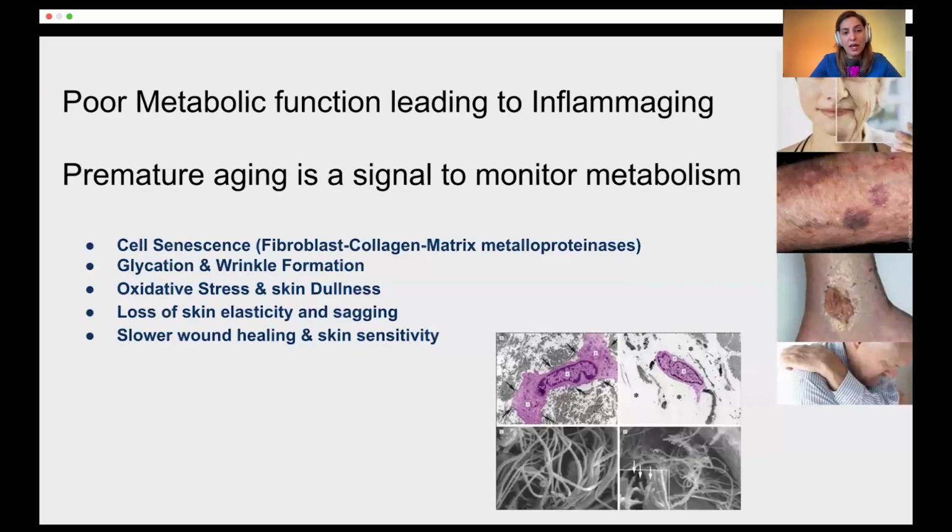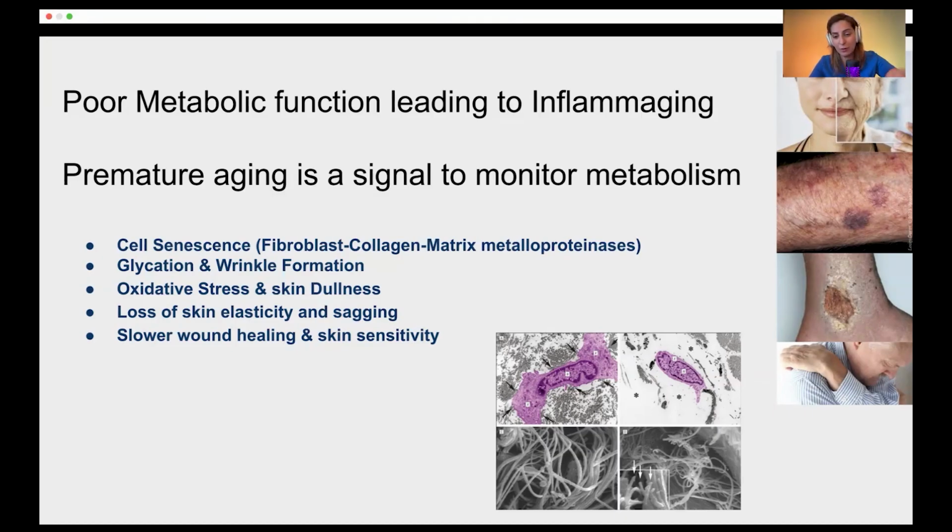And then we know poor metabolic function leads to inflammaging. Premature aging is a signal to monitor metabolism, right? So we know this is how you age. You get cell senescence, and your fibroblast, collagen, and matrix metalloproteinases say this is how it works. If you're looking at the photo, I have a picture of a really happy fibroblast fully stretched with collagen fibrils that are connecting it to other fibroblasts and the extracellular matrix. And on the right side is a really sad senescent fibroblast that's lost all of its connections.